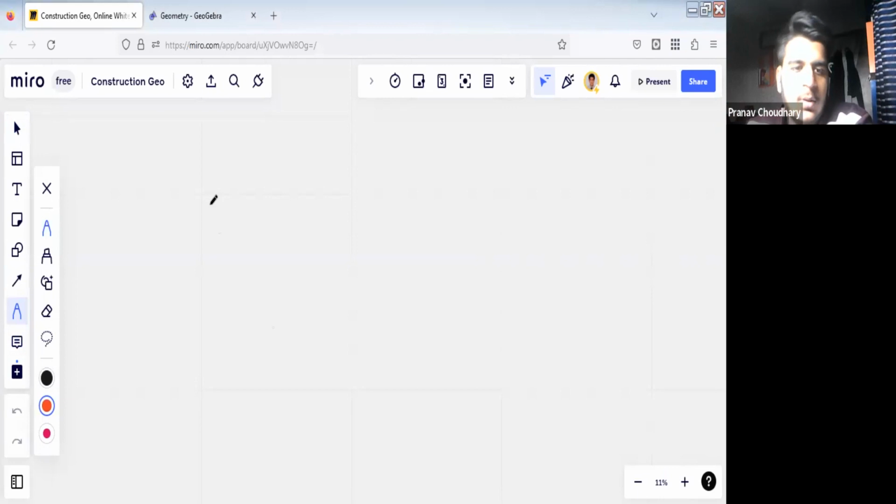Hi people. So today we'll be doing construction geo. Just as an example of this, so you know what it is, it's like the INMO 2023 problem 6, like this year's INMO.